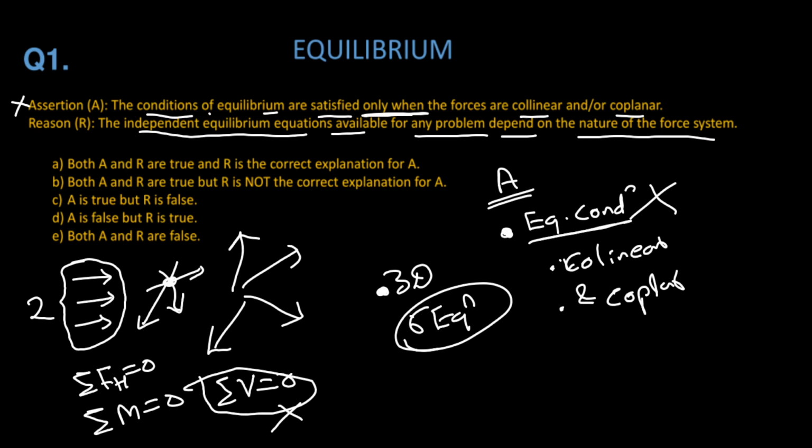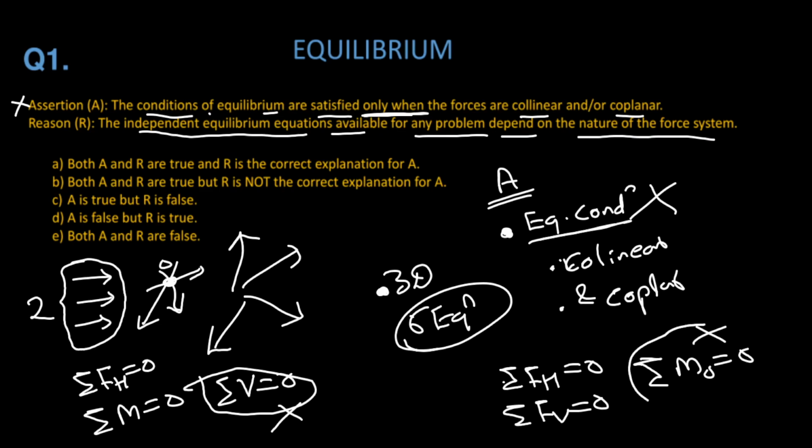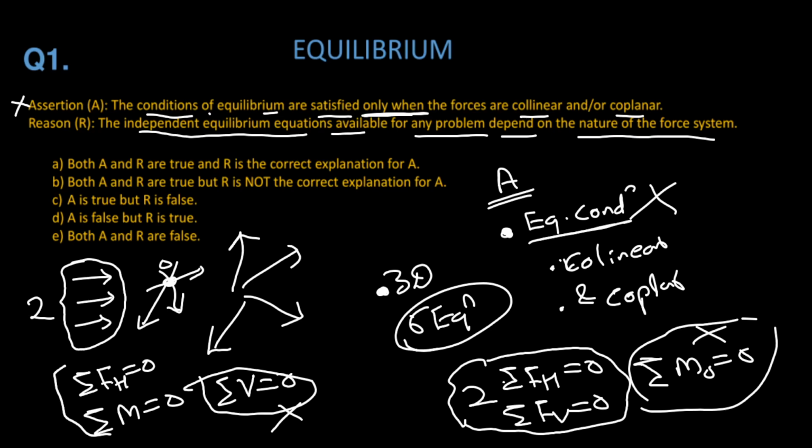In a concurrent force system we can apply net force in the horizontal direction equal to 0 and net force in the vertical direction equal to 0, but we cannot apply net moment about that point O equal to 0. This equation cannot be applied, so we only have two equations. So depending upon the force system, we have different equilibrium equations available. So this statement is correct. The assertion is false, but the reason is true. This is the answer. Okay, we'll go to the next question.